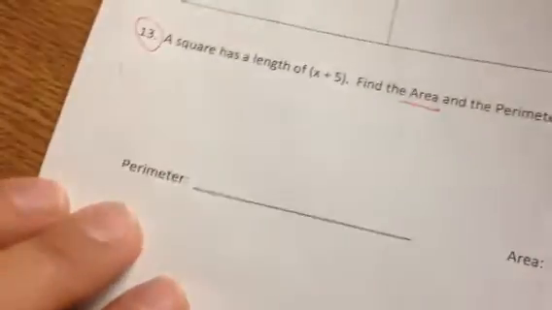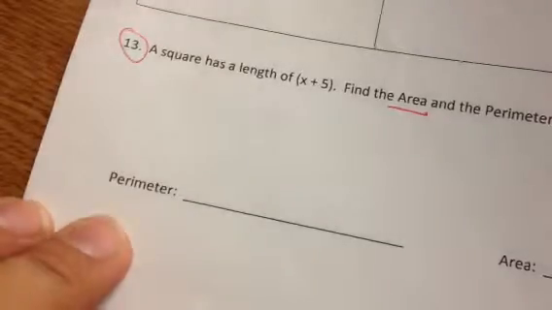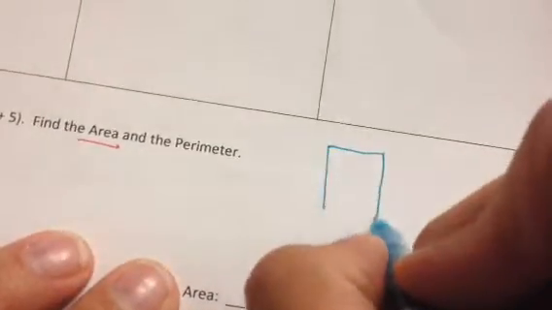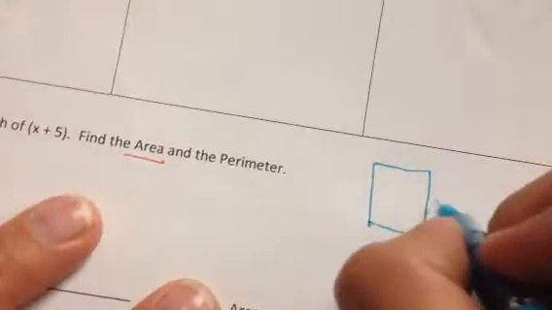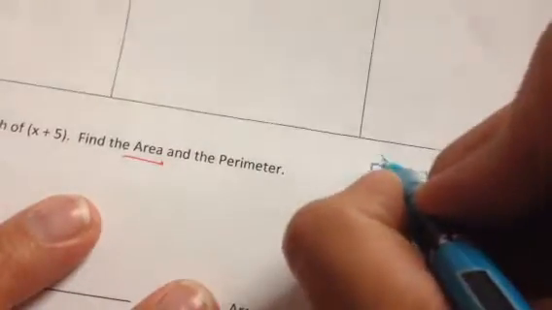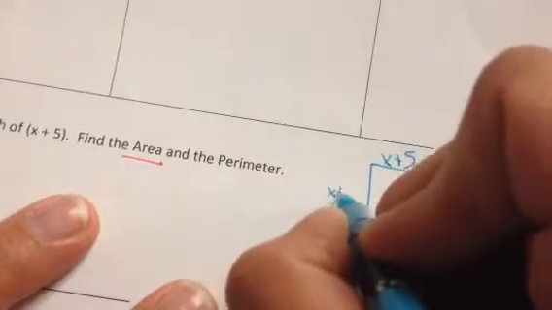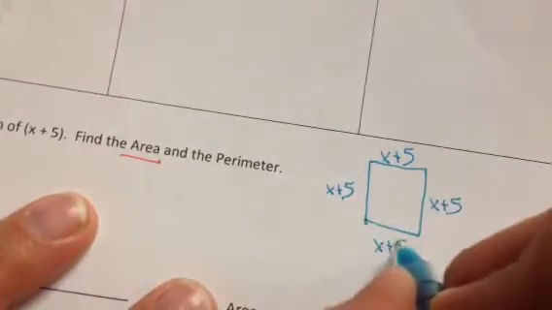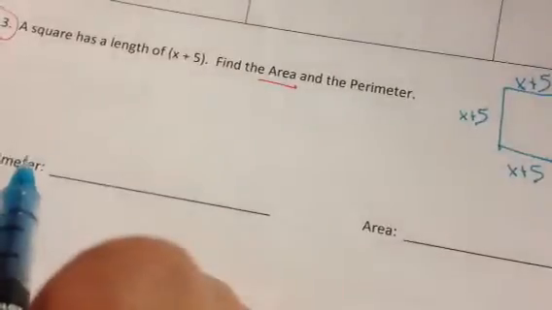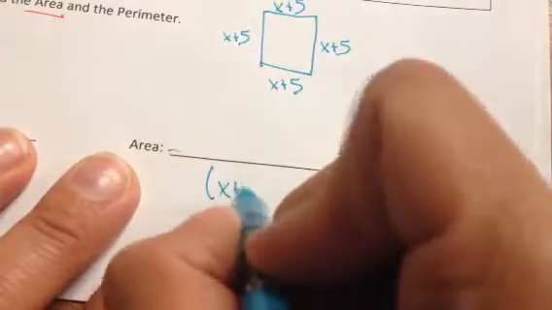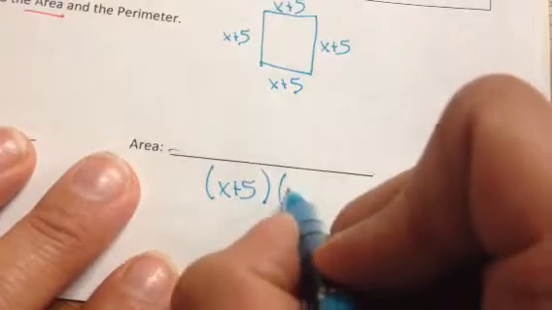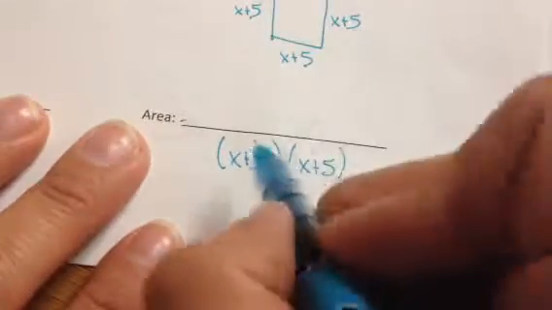Okay, let's go to the next page, and we're actually going to start with 13 and then move back into 12. So 13, this time I have a square, and it says that the length is x plus 5, which actually means all these are x plus 5. So this time, for the perimeter, you would add all the sides, but I'm going to find the area.